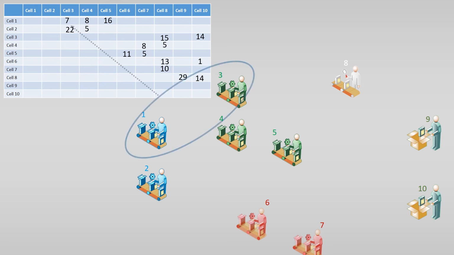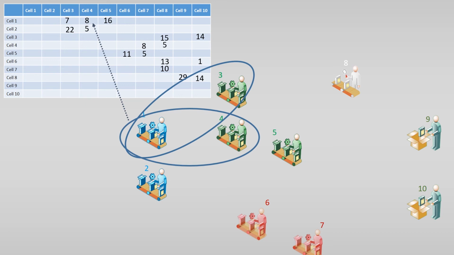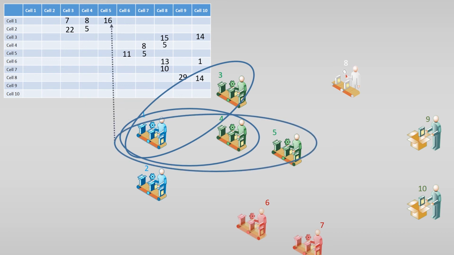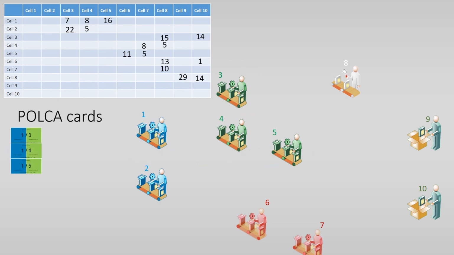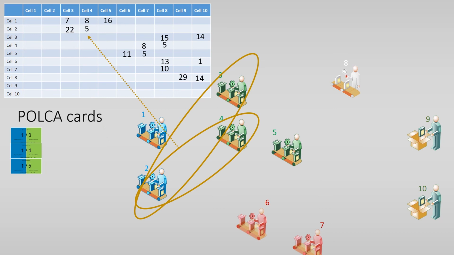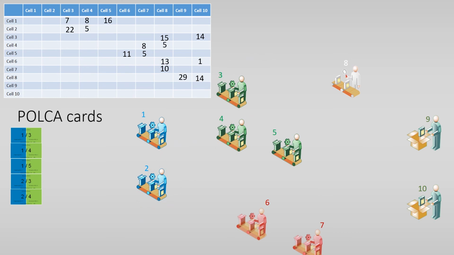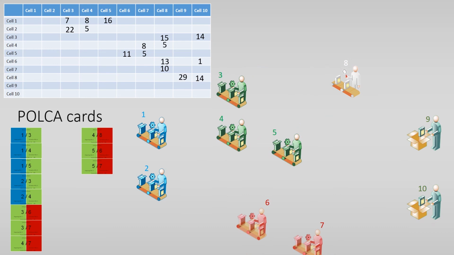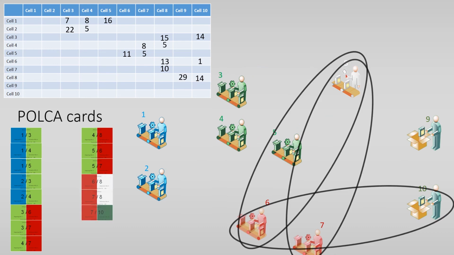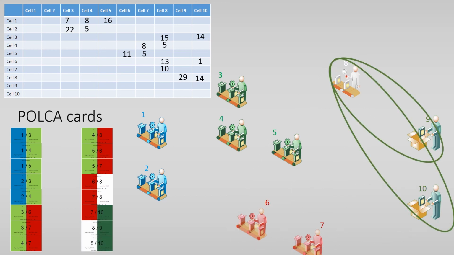They go to cell 3, 4 and 5, and these sequences can be considered as Polka loops. By the way, the Polka cards representing these loops are like this. Then, for cell 2, jobs go to cell 3 and 4. The Polka cards look like these. For cells 3, 4 and 5, the Polka loops and the Polka cards are these. For cells 6 and 7, the Polka loops and the Polka cards are these. And finally, for cell 8, the Polka loops and cards are these.